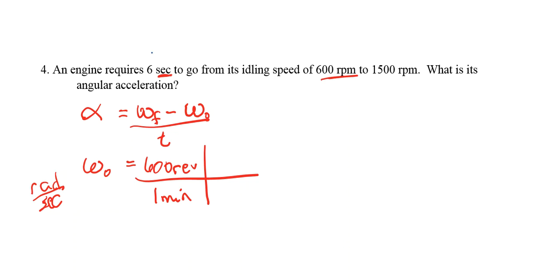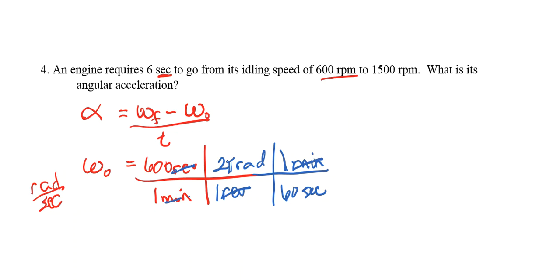So what do I know? I know that 1 revolution is 2 pi radians. So that way my revolutions cancel and I'm in radians. I'm halfway there. Got to go with my minutes and seconds. I know that 1 minute is 60 seconds. So my minutes cancel and I'm in radians per second, which is angular. So 600 times 2 pi is 1200 pi over 60. 1200 over 60 is 20 pi radians per second. And I'm just going to go ahead and leave it there. It's not going to hurt anything.